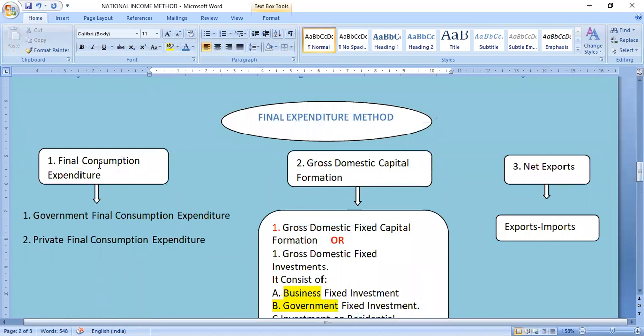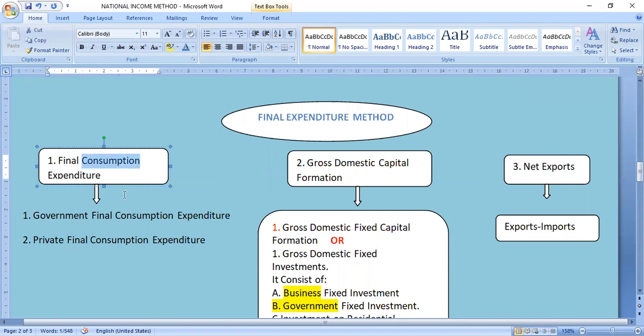There are two types of final consumption expenditure. The first is the government final consumption expenditure. The other is private final consumption expenditure. All over the country, you can find the two major institutions, the two major organizations, who do such types of expenditure on the purchase of goods for consumption purposes, either the government or private people.